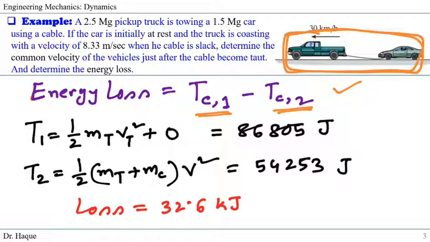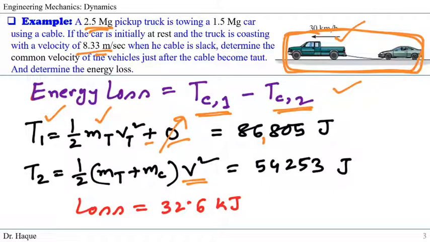So the initial kinetic energy, T1, of the combined set is half m v squared of the initial truck plus the car. The car was at rest, so we don't have to worry about it. The v is 0, so that's 0. So we only have m_T, which we know here, and v_T is also given. So if you plug in the values, your result should be approximately close to 86,805 joules.